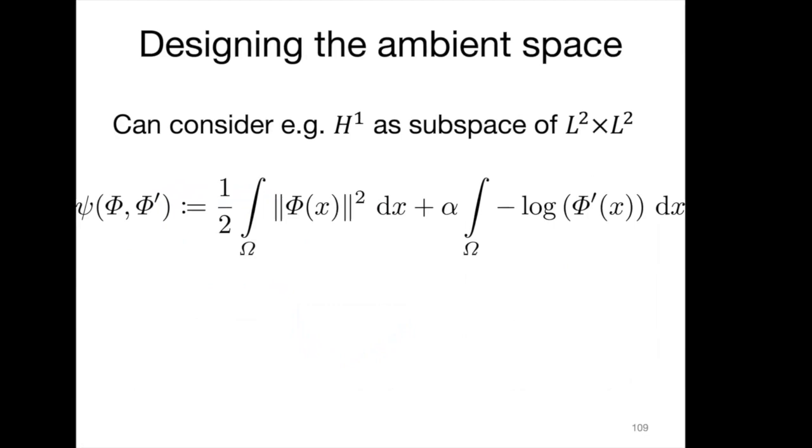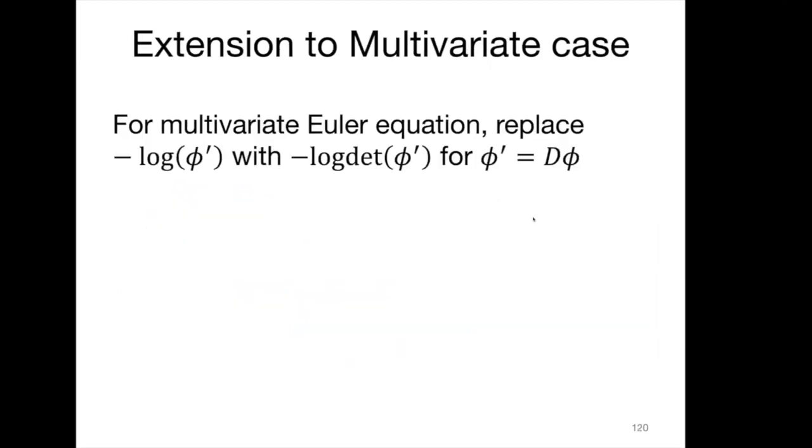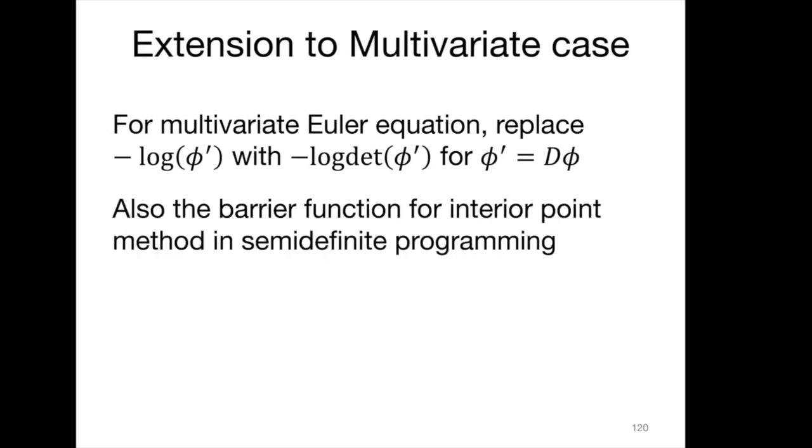So we get basically the same barrier function, just that we integrate pointwise everywhere, and then we compute the embedding curvature to get this dual geodesic. And one more thing I want to mention is that an appealing feature of this regularization is that it directly extends to the multivariate equation simply by replacing the logarithm with the log determinant. That's the barrier function for interior point methods in semi-definite programming.